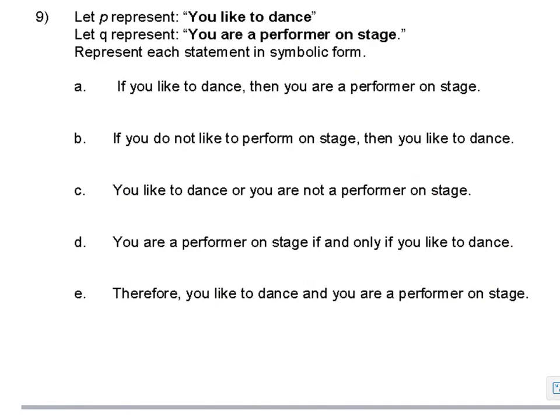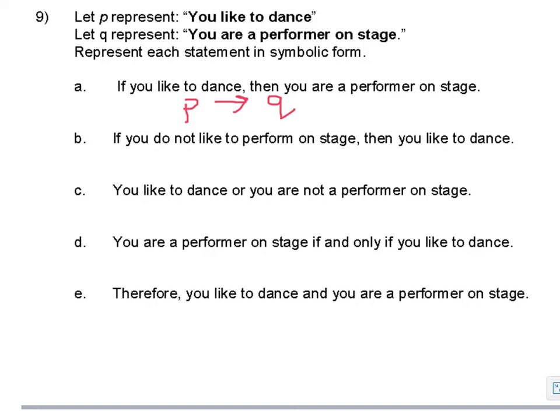Let P represent you like to dance. Let Q represent you are a performer on stage. Represent each statement in symbolic form. Okay, P is you like to dance, Q is you are a performer on stage. This says if you like to dance, so that's P. If-then statements are always with the arrow. You are a performer on stage is Q.